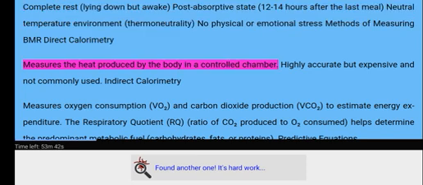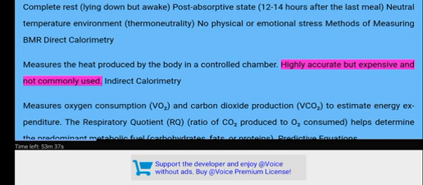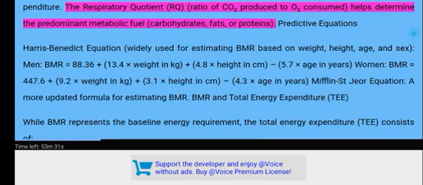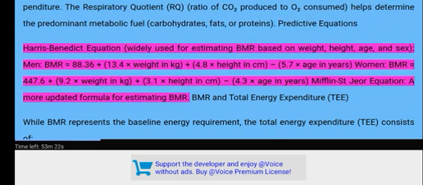Direct calorimetry measures the heat produced by the body in a controlled chamber. It is highly accurate but expensive and not commonly used. Indirect calorimetry measures oxygen consumption (VO2) and carbon dioxide production (VCO2) to estimate energy expenditure. The respiratory quotient (RQ), the ratio of CO2 produced to O2 consumed, helps determine the predominant metabolic fuel: carbohydrates, fats, or proteins. Predictive equations: Harris-Benedict.